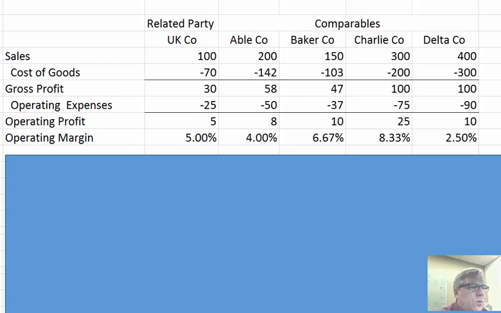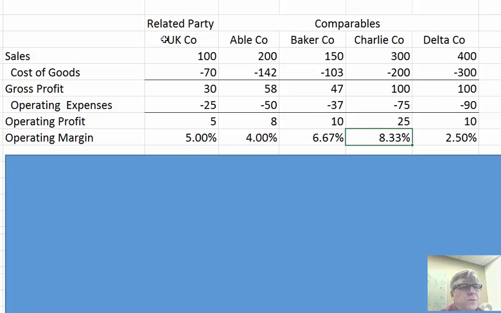Well, let's go back to our original example where we were in our very simple case of a CPM, and we were looking at a related party called UKCO, which we've got up here in this cell. And UKCO has four comparable firms, the ones next to it: Able, Baker, Charlie, and Delta companies. Now, you've seen these numbers before, and we worked through coming up with the range, and you can see that the low in this range is 2.5% down here at their operating margin, and the high in the range was the 8.33%, and we use that as a very simple example.